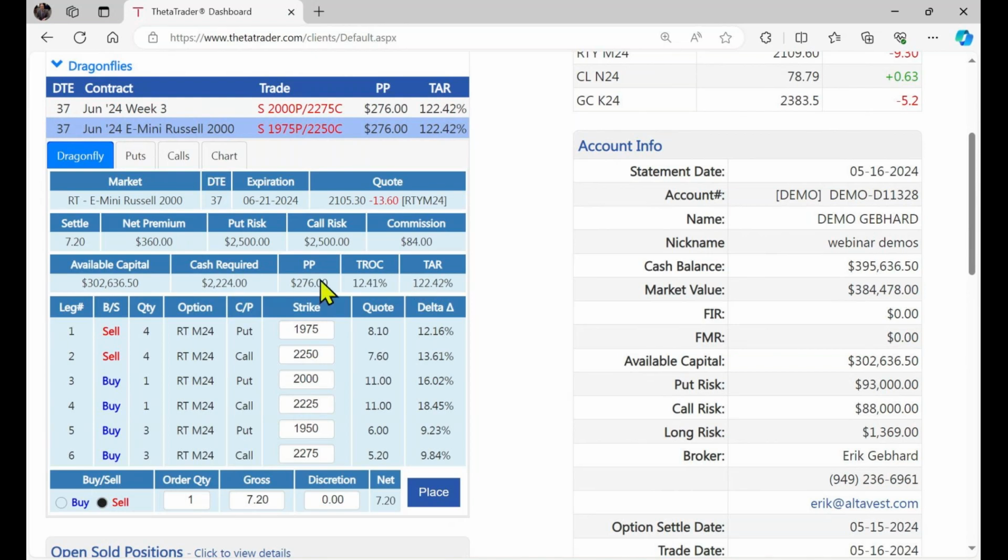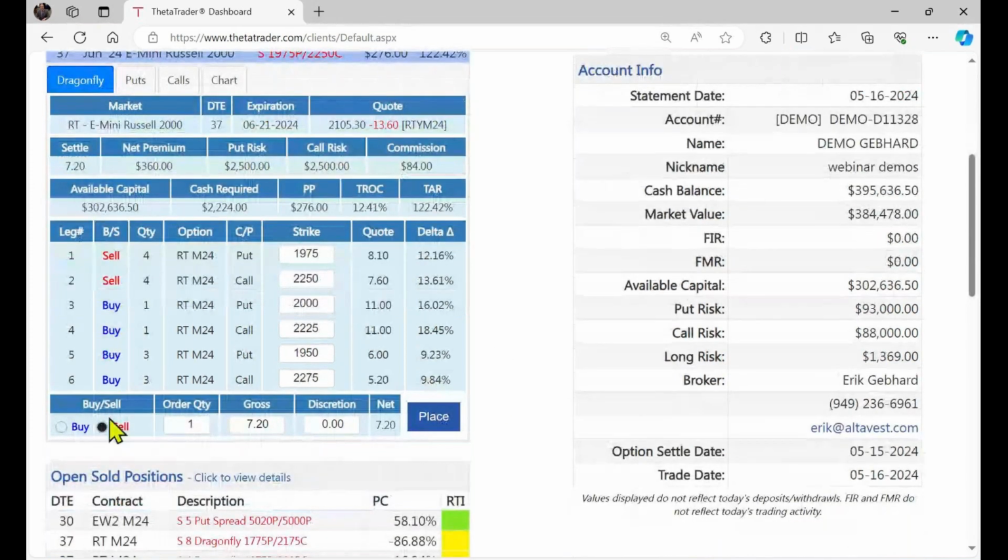And you'll notice here the puts that you're selling, the calls that you're selling. You can modify these strike prices if you like, but that sort of defeats the purpose of the algorithm doing the work for you. And you'll notice it defaults to always selling one position as a quantity one, but we can change that. And you'll notice as we change that, the cash required moves up and down accordingly.